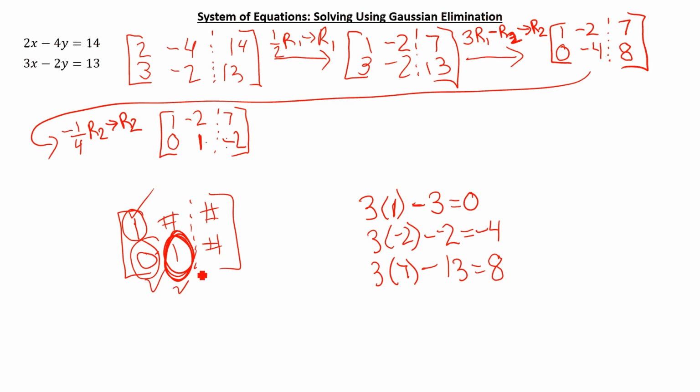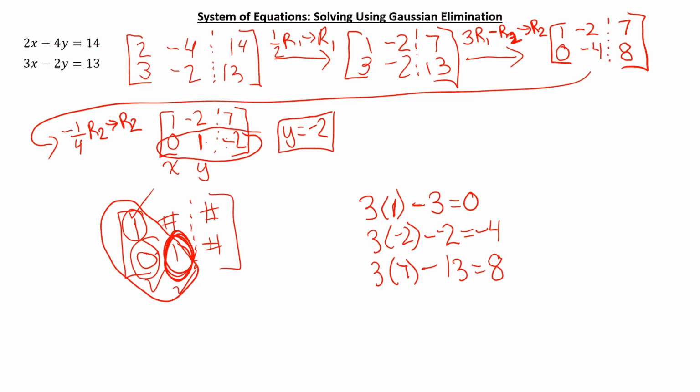Now, once you have this array with the 1, 0, 1, we've solved the second variable. We had an x here, and this was for y, so now we know that y is equal to negative 2. When we do Gauss-Jordan elimination to put it in reduced echelon form, you'll be able to do all of this right in your matrix. But for right now, y is equal to negative 2.